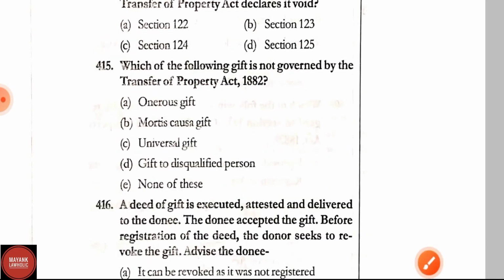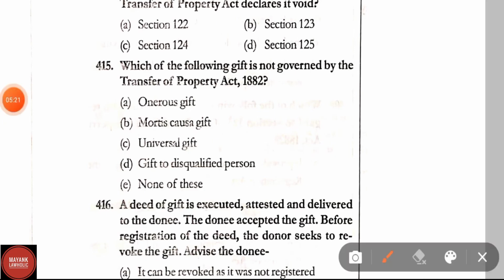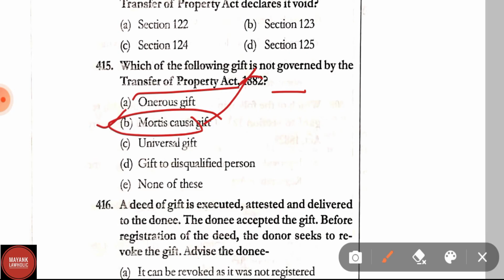Question number 415. Which of the following gifts is not governed by the Transfer of Property Act 1882? Options are onerous gift, mortis causa gift, universal gift, gift to disqualified person, none of these. Here correct answer is option B. This gift is not governed by the Transfer of Property Act. Onerous gift, universal gift, gift to disqualified person are governed by the Transfer of Property Act.